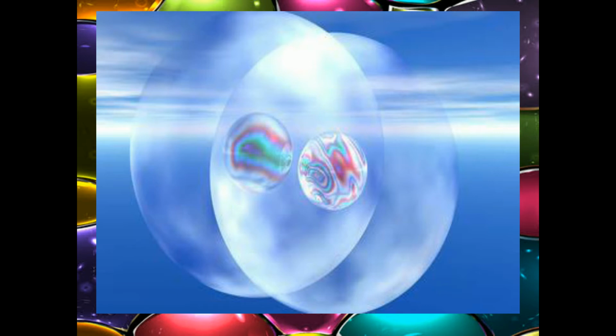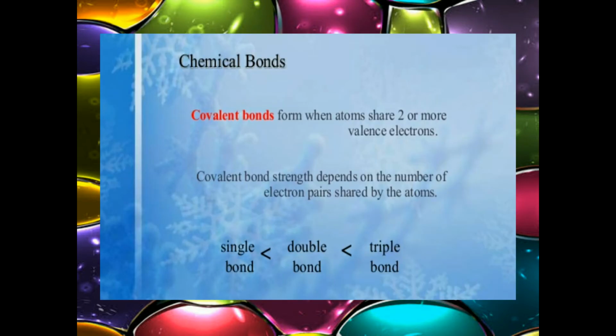Two big circles represent atoms, small circles represent the electrons. So each atom mutually gives one electron. Okay, each atom gives one electron and it will make a bond. What bond? That is a covalent bond. Covalent bonds form when atoms share two or more valence electrons. Covalent bond strength depends upon the number of electron pairs shared by the atoms.